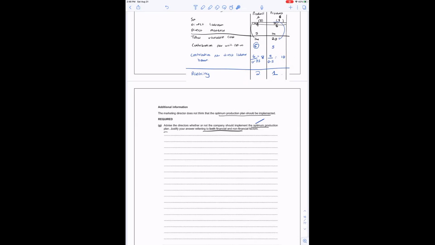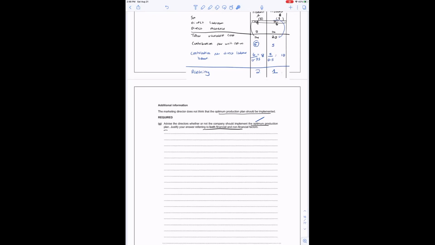Now you need to put all of this. Optimum product plan gives preference to product B. The normal short-term decision making tells higher contribution means higher contribution towards the fixed cost. So in the long run, making more of product A would be beneficial. But in the short run, making more of product B is beneficial. You need to put all of these things. So you need to first give reasons for using optimum product plan.